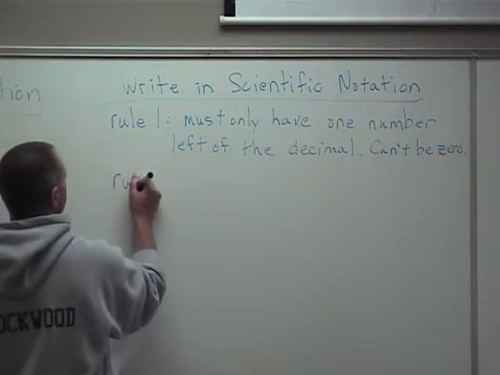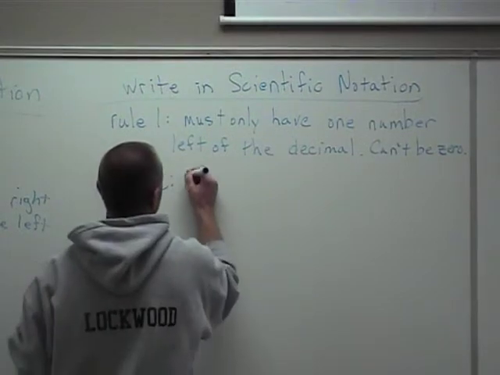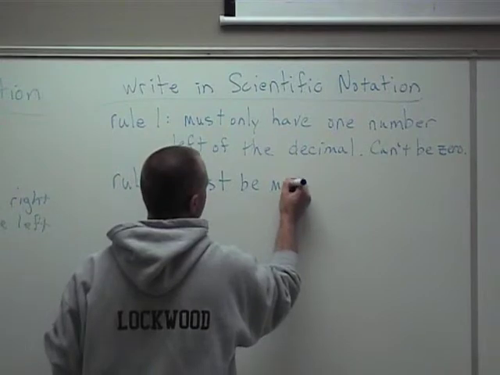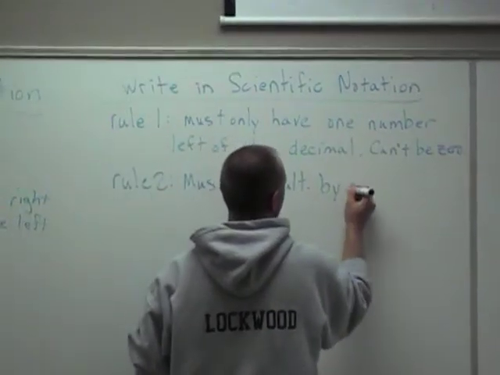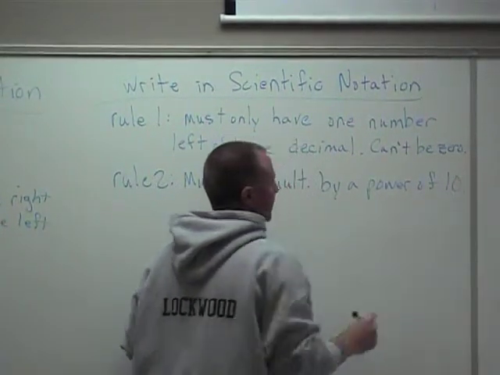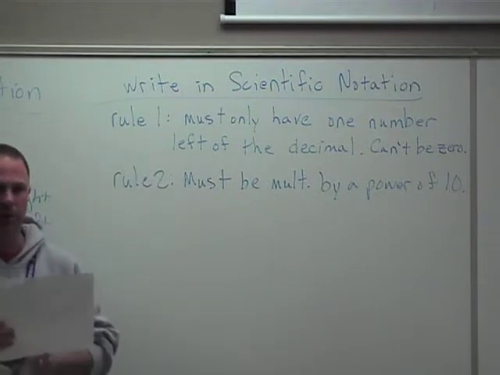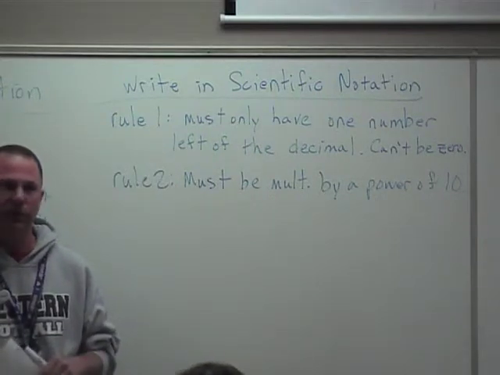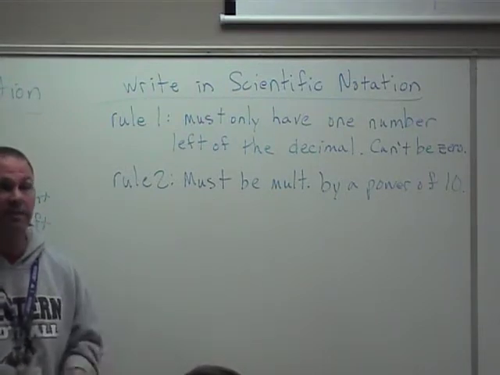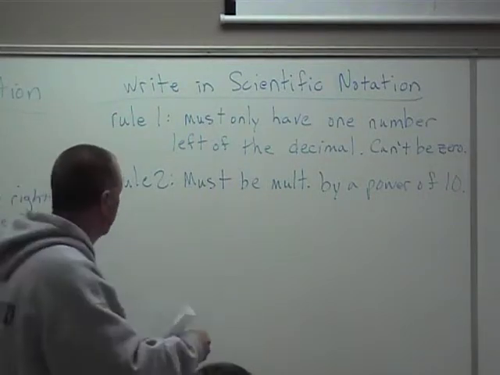Rule 2. For it to be in scientific notation, it must be multiplied by a power of 10. Now we've been talking about exponents. Exponents are powers. So that's what we're talking about here. So you got to have two things for it to be in scientific notation. If it doesn't meet those two requirements, it's not in scientific notation. I'll show you an example of why that's important here in a minute.